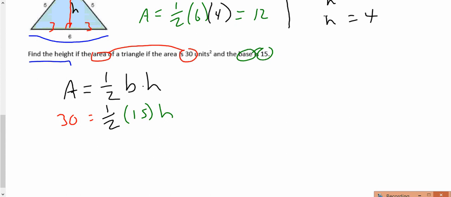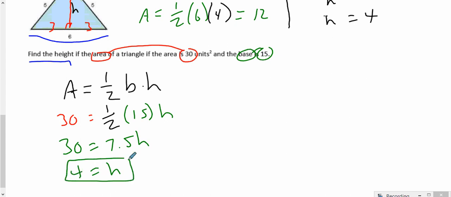There's a couple different ways you can choose to calculate this out, but if we just go ahead and multiply 1/2 times 15, we get 7.5. Therefore, we would divide by 7.5, and our height would be 4. And again, they don't tell us the units, so this is considered good enough. And this ends our first video.